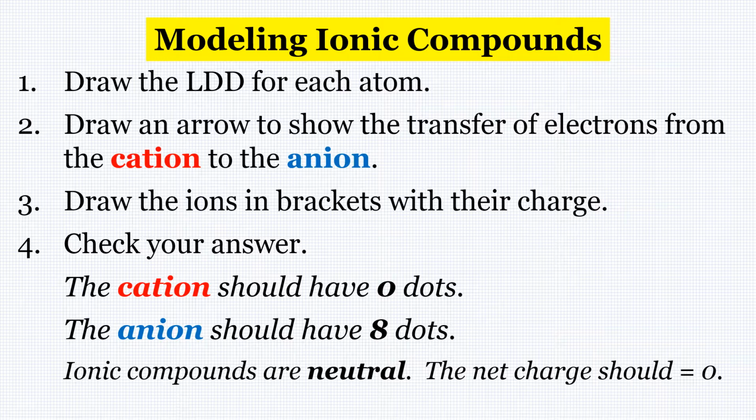All right, so the steps when we do this. First, we're going to draw the diagram for each atom. The second step is to draw an arrow to show the transfer of electrons from the cation to the anion.